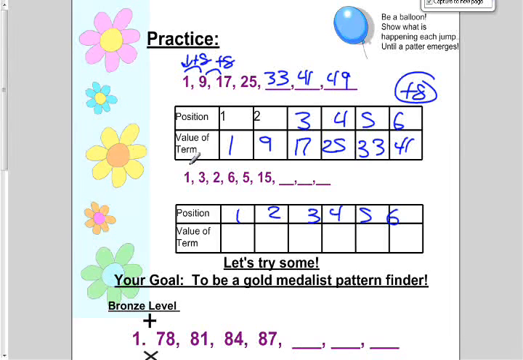All right, this one is not as obvious. Let's take a look. 1 to 3 could be plus 2, or it could be times 3. 3 to 2 is minus 1. 2 to 6 could either be plus 4 or times 3. 6 to 5 is minus 1. 5 to 15 can be plus 10 or times 3.